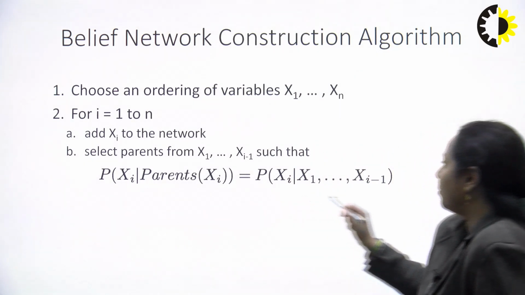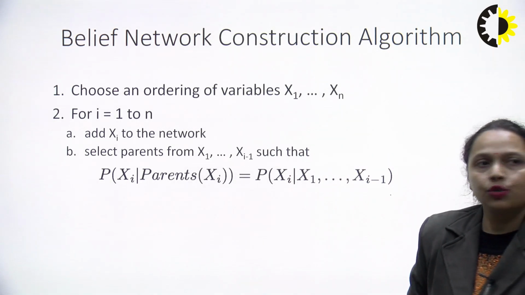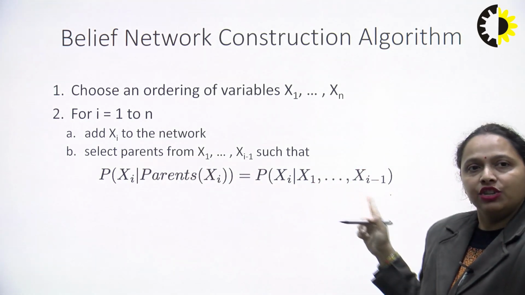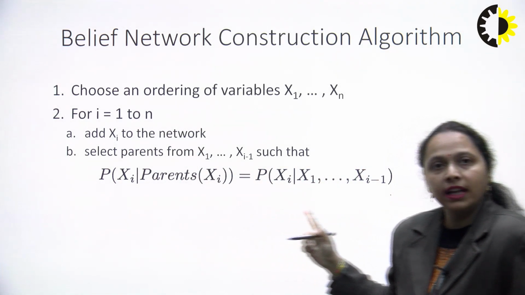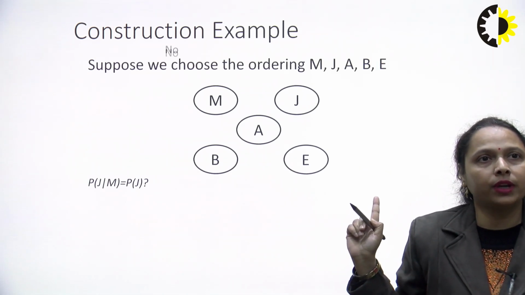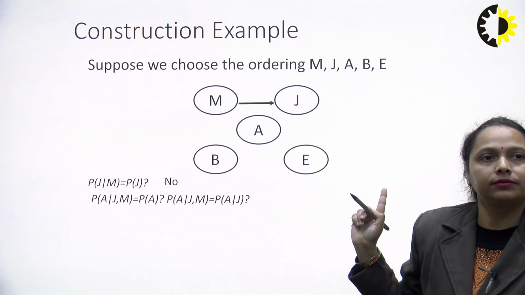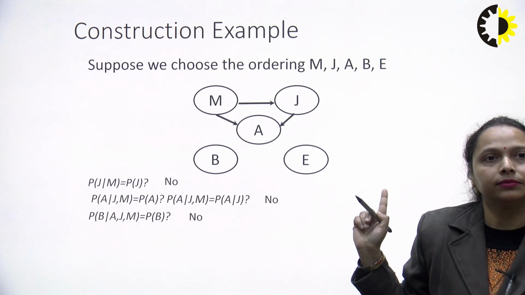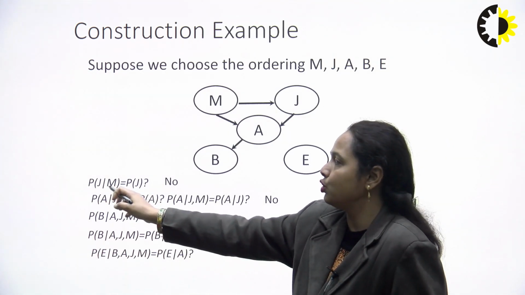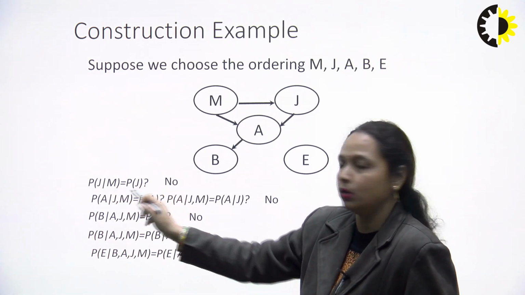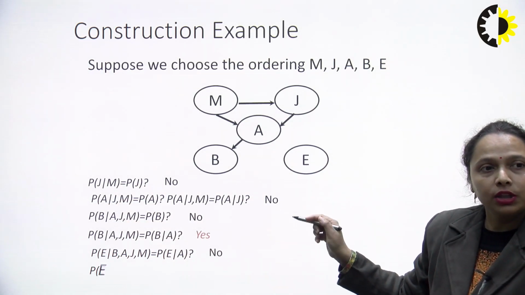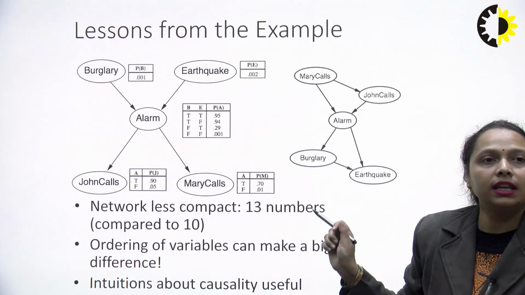So, the formula will become this. For i equals 1, we will add one by one all the conditions, and based upon that we will calculate the results. Okay, this is what? John or Mary calls. John called, no. Alarm, again no. So, based upon the probabilities, we solved the example.